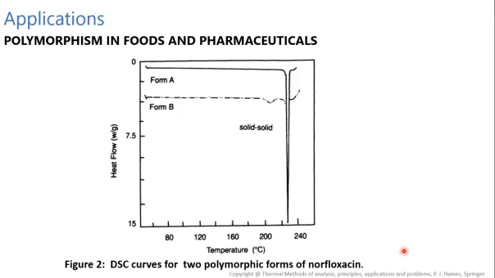So this is the DSC curve for the two polymorphic forms of norfloxacin. This is the particular curve for form A, and this dashed curve is for form B. Hence we can say that there is a vast difference in the heat flow between these two polymorphs.